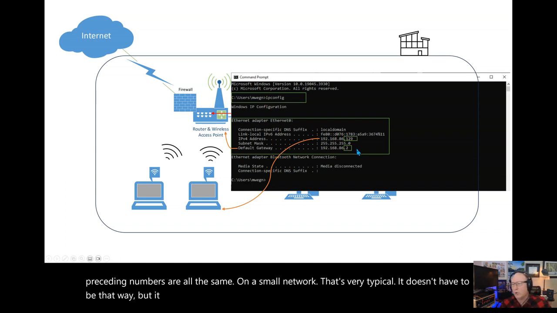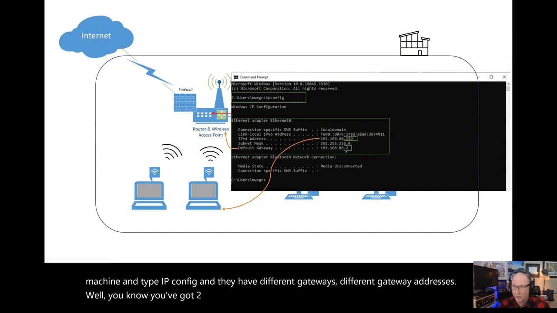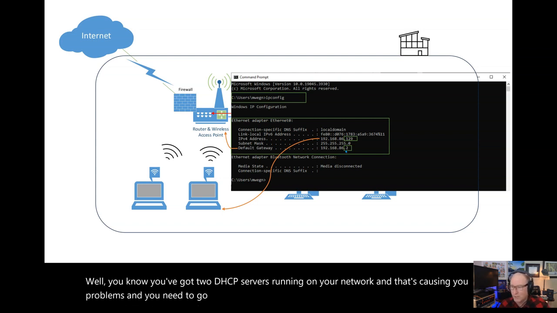Now, let's say that you type in ipconfig and you go to another machine and type ipconfig, and they have different gateways, different gateway addresses. Well, you've got 2 DHCP servers running on your network, and that's causing you problems, and you need to go find it and shut it off or disable it.